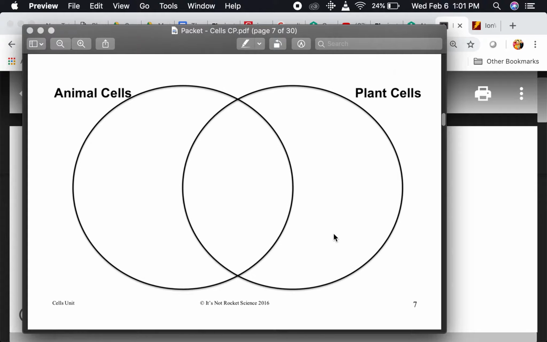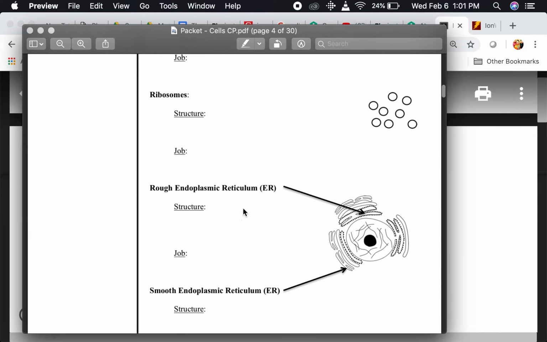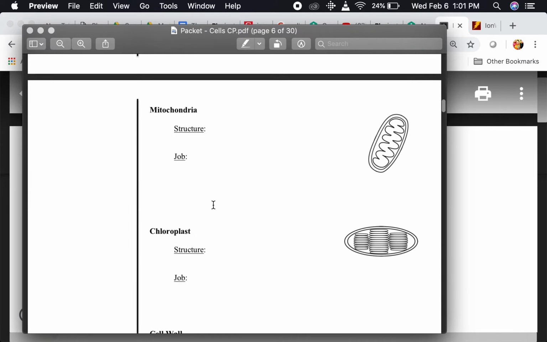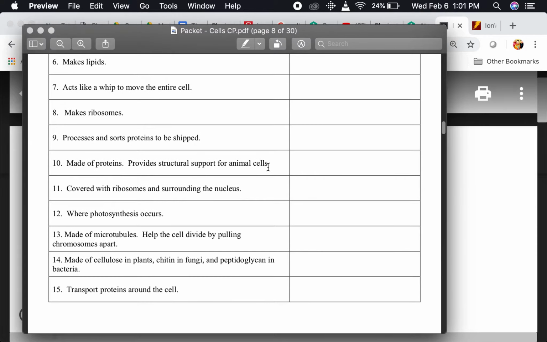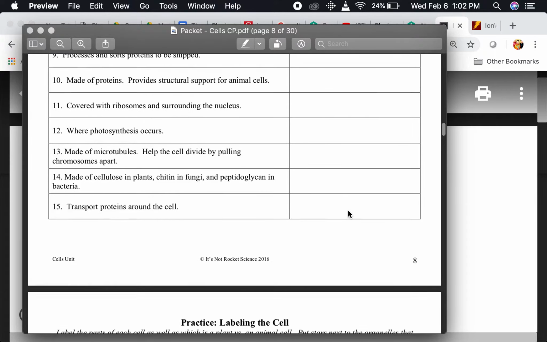When you're done with that Venn diagram, you are going to practice identifying the different organelles by their structure or function. So what protects DNA? Now, if you don't remember, of course, you can go back to your notes and you can take a look and be like, oh, I know what protects DNA. It's the nucleus, and you'll write that there. What makes lipids? Go back to your notes and figure it out. What makes ribosomes? Again, go back to your notes and figure it out.